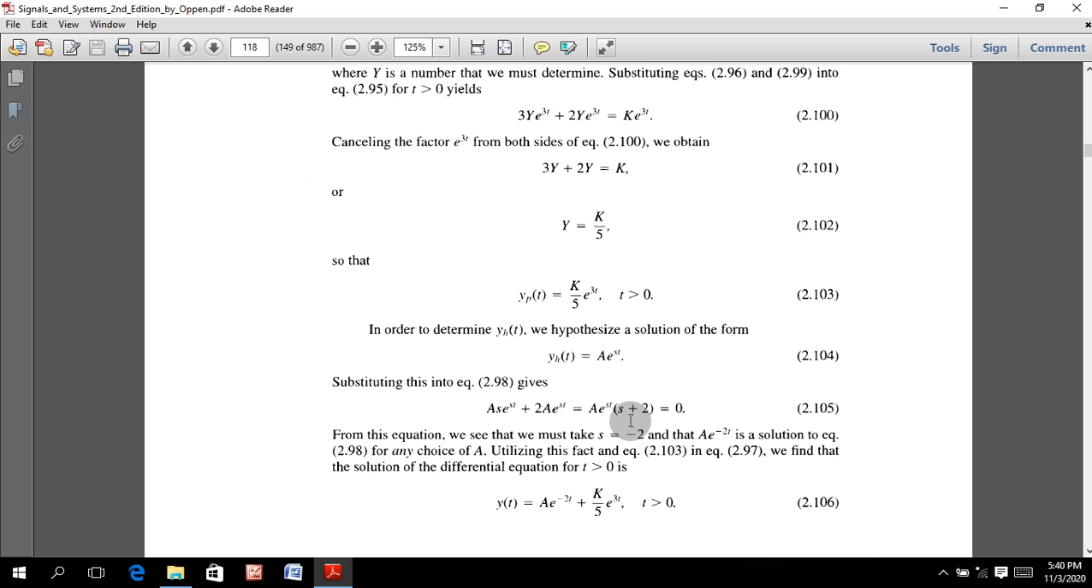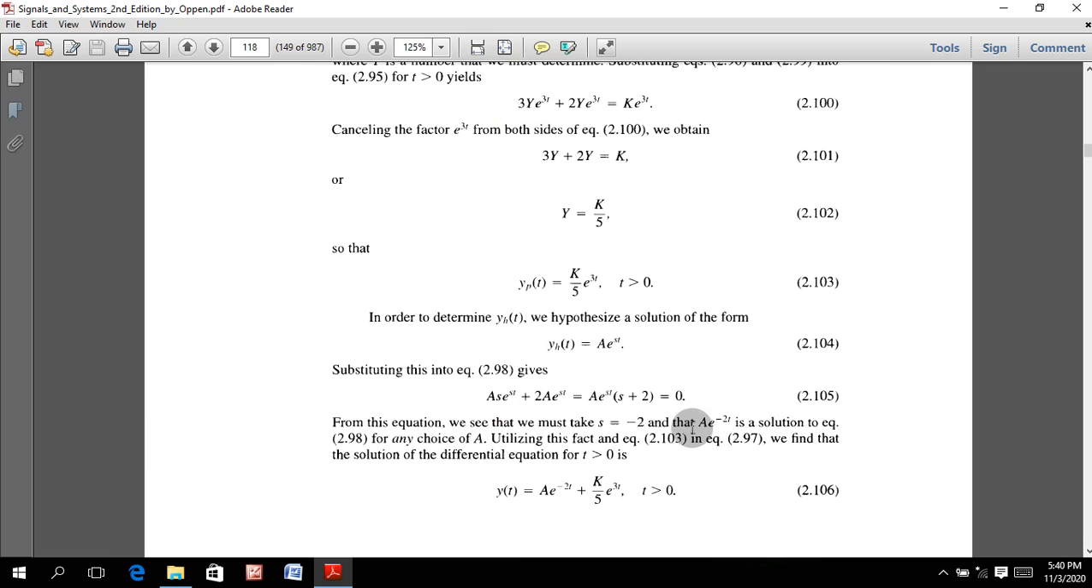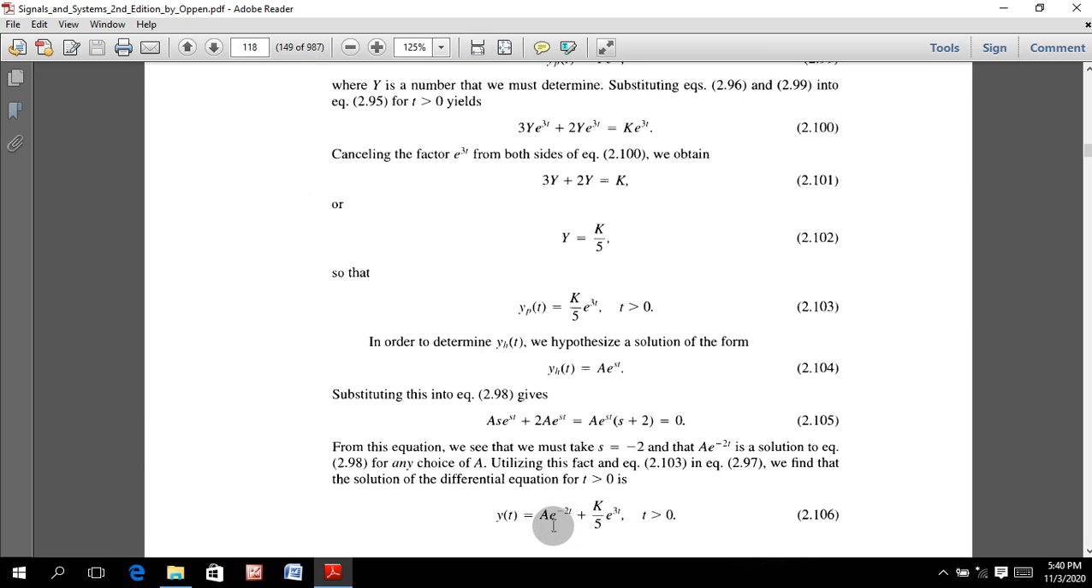We always know that a is a constant and s also has a value. So for that, only this particular element will be 0, that is, s plus 2 will be 0. For that, we find that s is equal to minus 2 to satisfy this condition. Then we put those values and we find a into e to the power minus 2t as the homogeneous solution. Now we add up the homogeneous solution and the particular solution to get the output of this system.